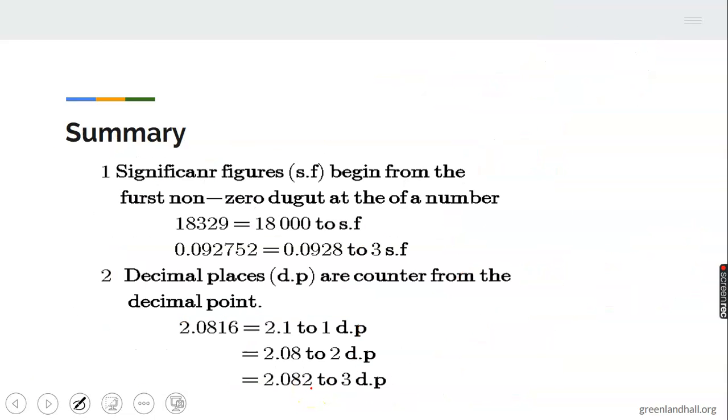Now, in summary, significant figure begins from the first non-zero digit at the left of a number, just like what we have done before. Now, decimal places are counted from the decimal point, just like what you have here.